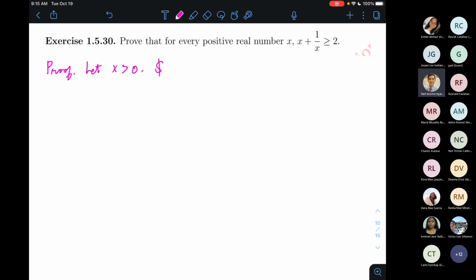And then we will suppose, for the sake of contradiction, the negation of the conclusion. Can anybody tell me what's the negation of the conclusion of the theorem? Jasper Lee. Sir, x plus 1 over x less than 2. Okay, so that's x plus 1 over x less than 2. Great, thank you.